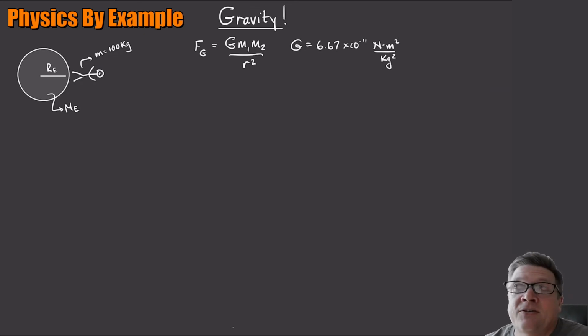All right, so gravity is, of course, what holds us down to the Earth's surface. So let's figure out what is the force of gravity between the Earth and a 100 kilogram person on the surface of the Earth. I drew it over to the left, not to scale. All right, so let's figure it out.